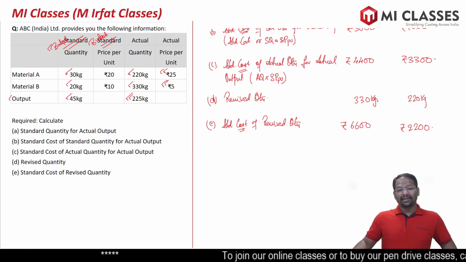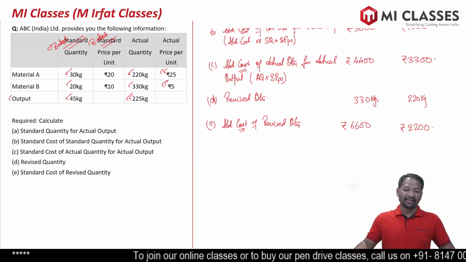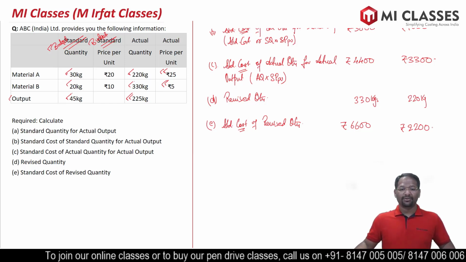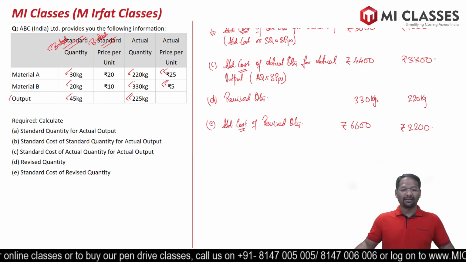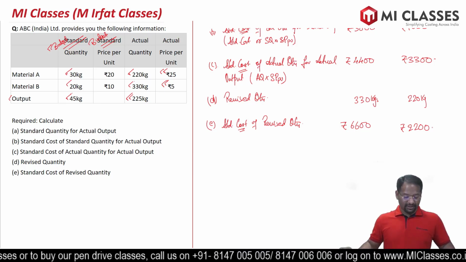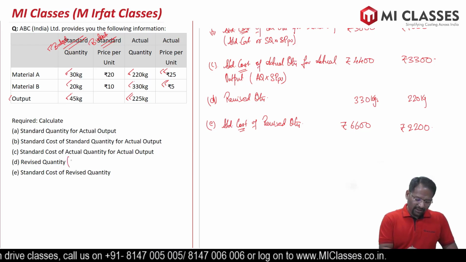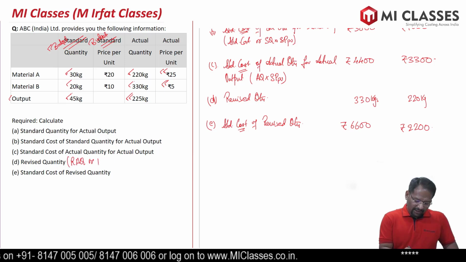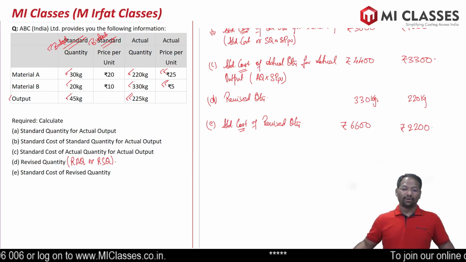So we have calculated all that was asked in the question. It looks complicated, but it is very simple. Whatever we have learned, it is exactly asking that, but in a different style. I hope you have understood this. Please ensure that you remember all the different possible names for this. Lastly, revised quantity is also called revised actual quantity, or some books also refer to it as revised standard quantity. So remember all the possible names.